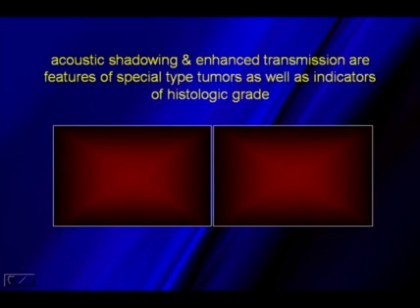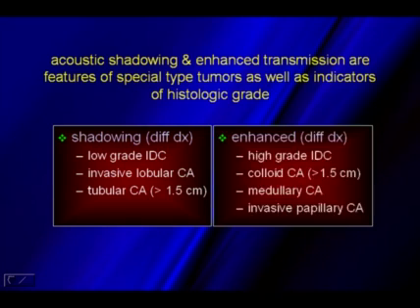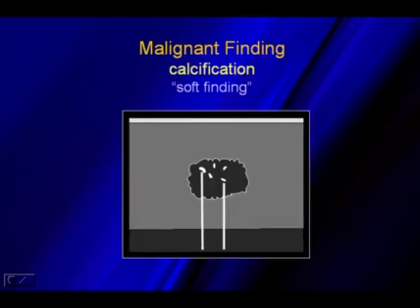Now, if we look at the differential diagnosis that we'll see with acoustic shadowing and enhanced through transmission, with our low-grade shadowing, we're going to see low-grade invasive ductal cancer. Invasive lobular carcinomas also cause shadowing, and tubular carcinomas once they're over 1.5 centimeters in size. Enhanced through transmission we'll see with our high-grade invasive ductal cancers, colloid carcinomas once they're over 1.5 centimeters, medullary and invasive papillary also have enhanced through transmission.